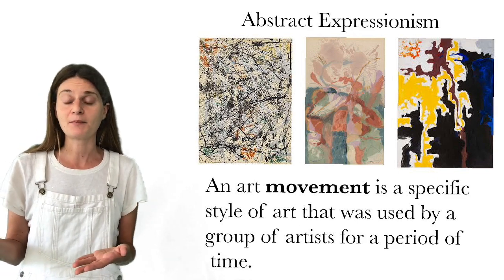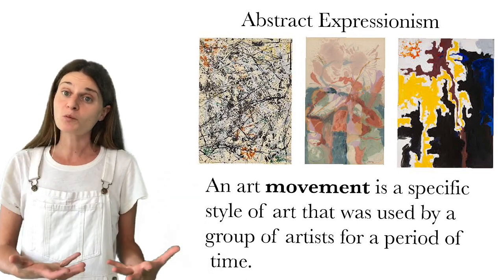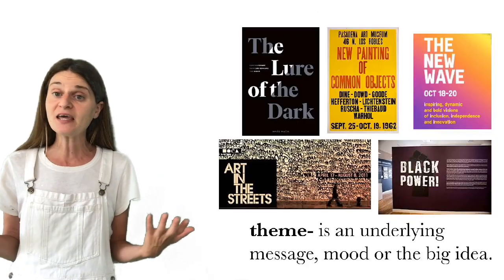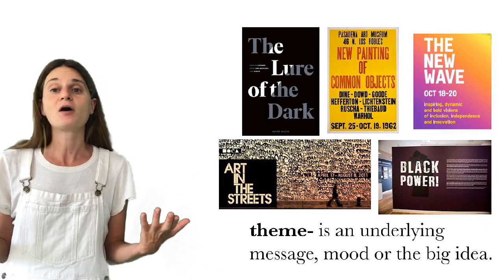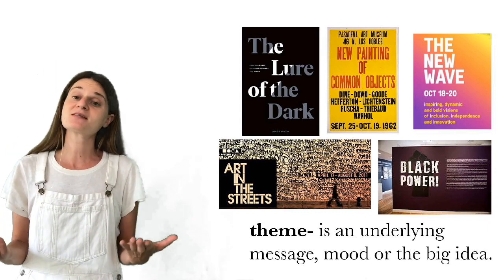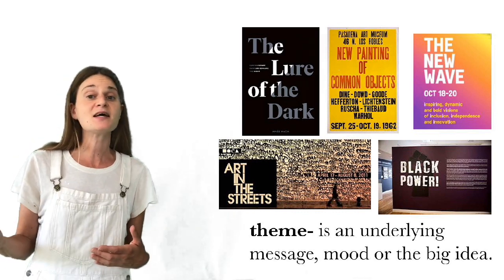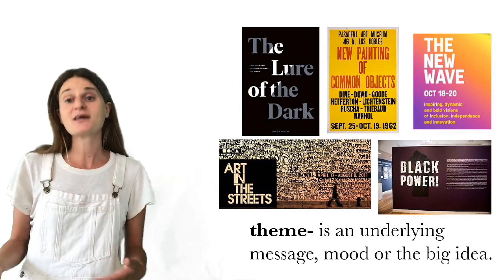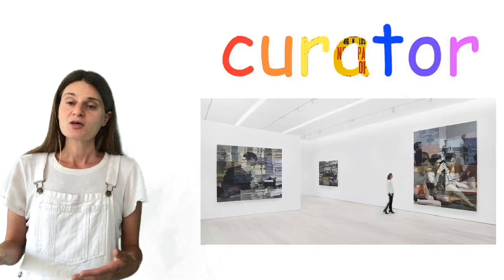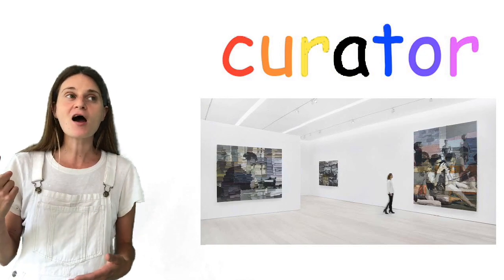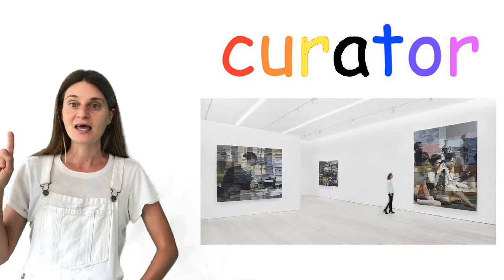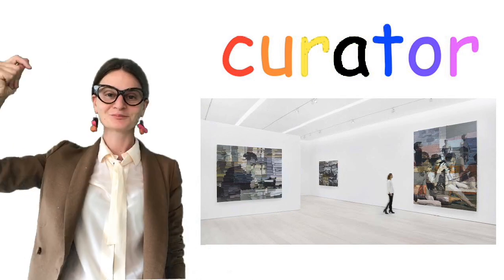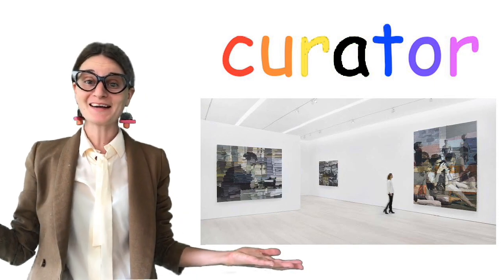Another thing that they can think about when they're deciding which artworks to show in an exhibit, they might think about the theme or a theme that's in some artworks. And a theme simply means it's the underlying sort of message or mood or big idea that the artwork is trying to communicate. So let's put our curator hats on and let's try to see if we can think like curators. Are you ready? All right, I think we're ready.